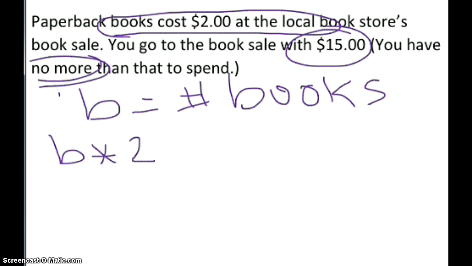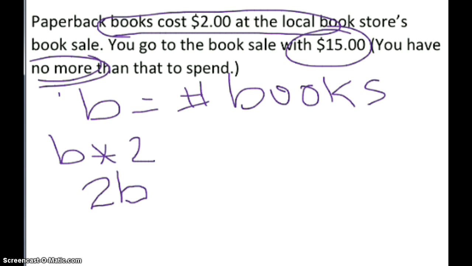Or let's think about what would be a more efficient way to write that. 2B. Right? Now, what about the cost of your books? Because 2B is the total cost. And now we go back up to our story and it says that you have no more than $15 to spend, which means the cost of the books has to be no more than $15. So 2B, could that be equal to 12? Could it be equal to 14? Would 15 be okay? How about 17?